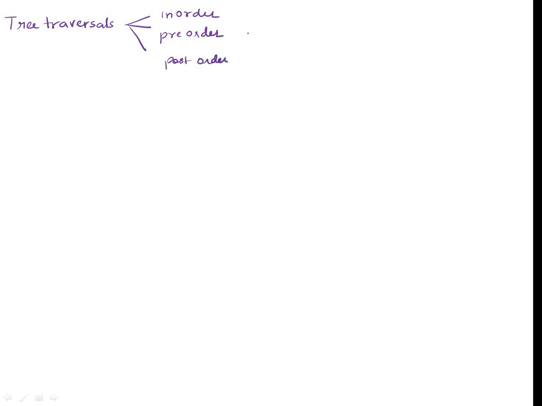In case of in-order traversal, the root node will be present in between the left subtree and the right subtree. Similarly, in case of pre-order traversal, the root node will be present in the beginning, followed by the left subtree, followed by the right subtree. And in case of post-order traversal, the left subtree will be visited first, followed by the right subtree, followed by the root node. So, depending on the position of where exactly my root is present, the traversal will vary.